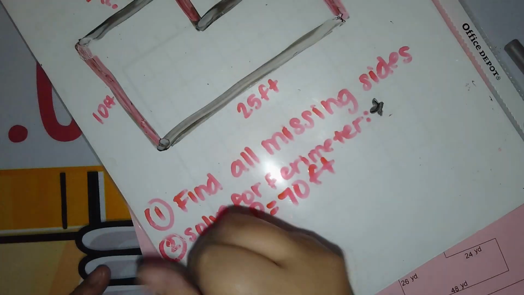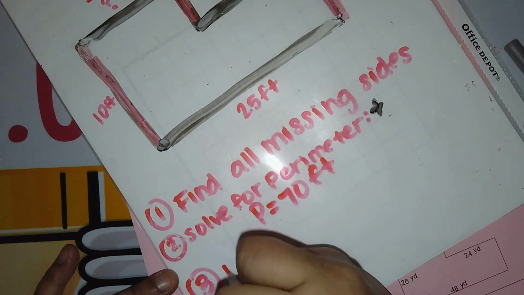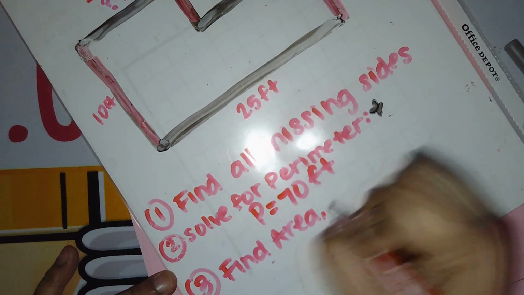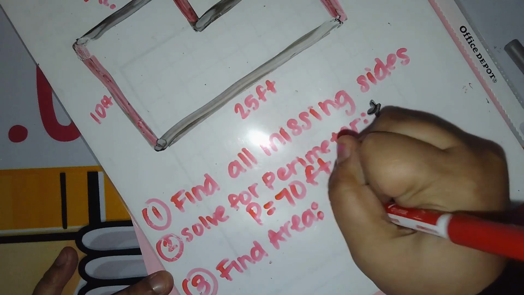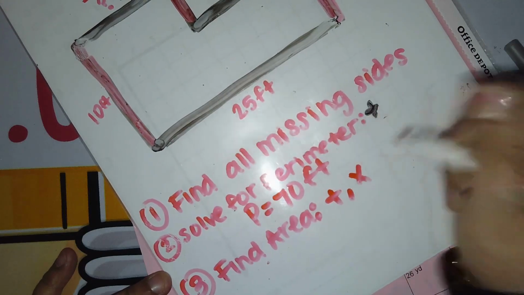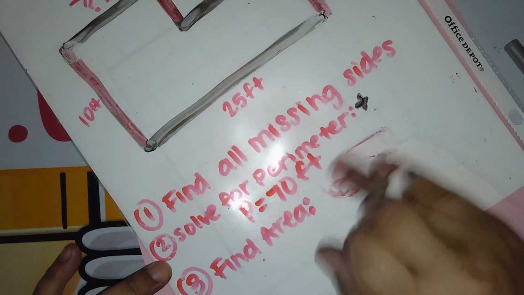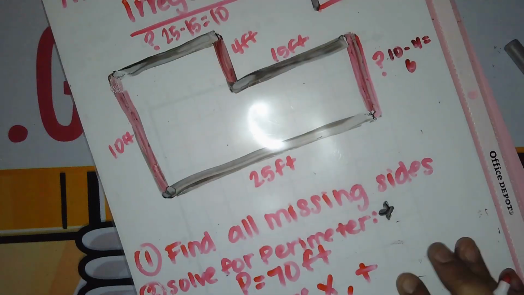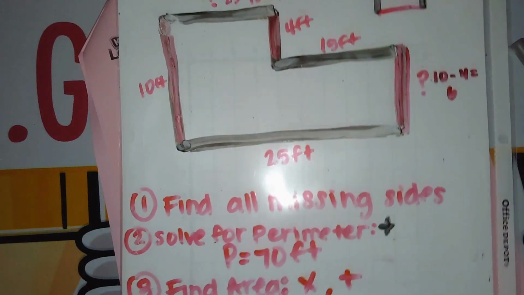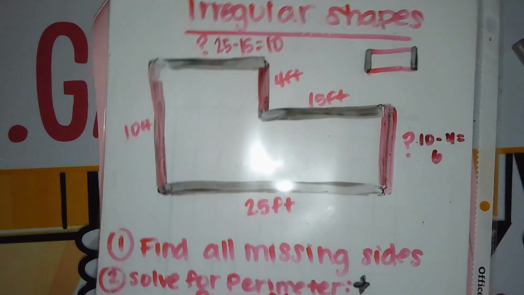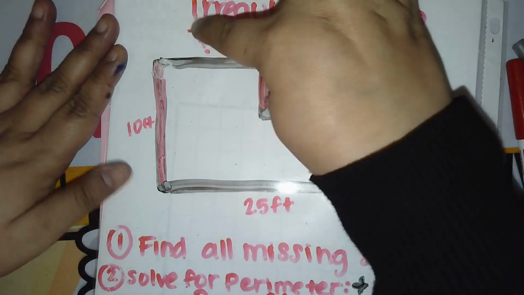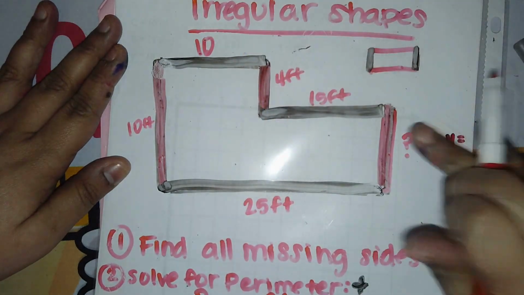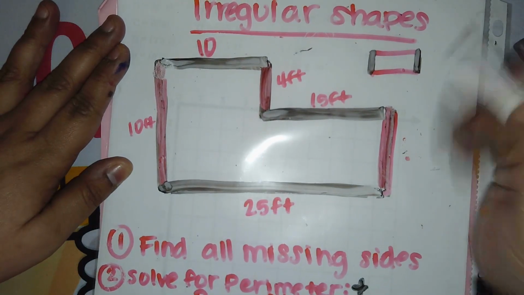All right, and then for step 3, we're gonna find the area. So for this one, we have to do 2 steps because we don't know how to find the area of irregular polygons. We've only learned how to find the area of squares and rectangles. So I'm gonna erase how I found that part so that it's not confusing.